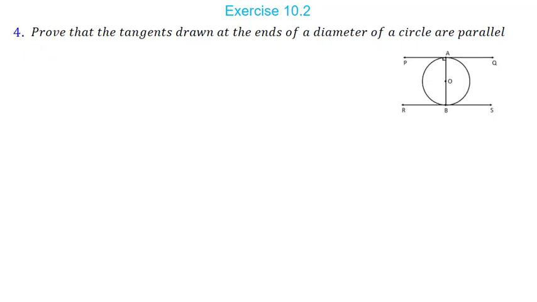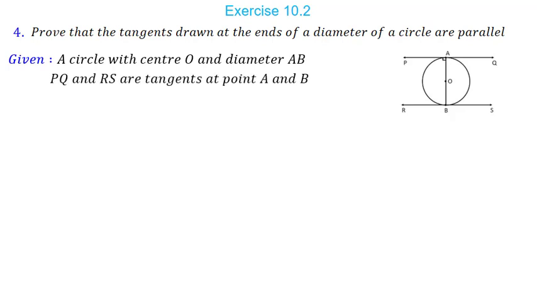Now let us see the fourth question. Here we have to prove that the tangents drawn at the ends of a diameter of a circle are parallel. You can see in the diagram that we have a circle with center O and diameter AB, and PQ and RS are the two tangents at points A and B. We have to prove here that PQ is parallel to RS.